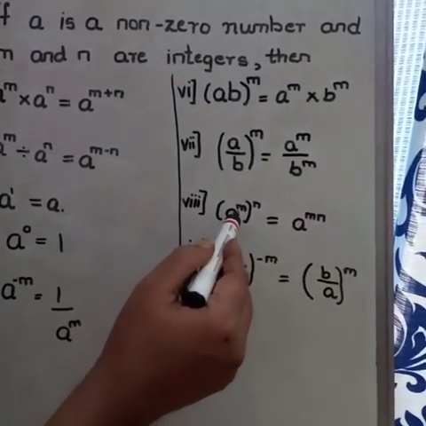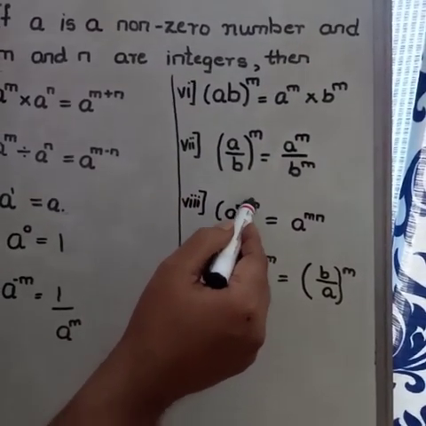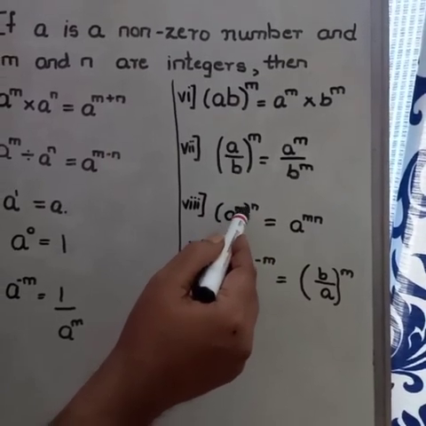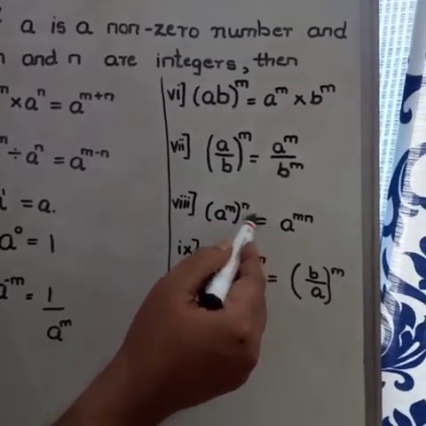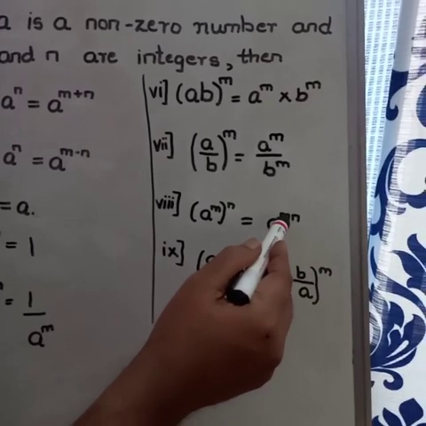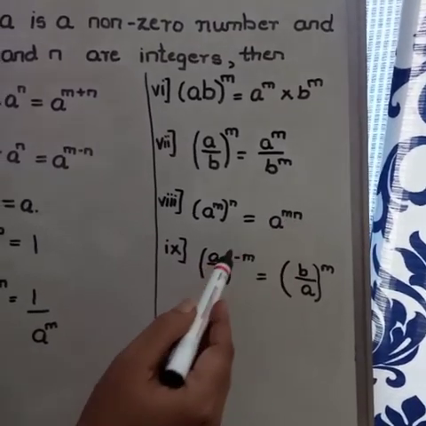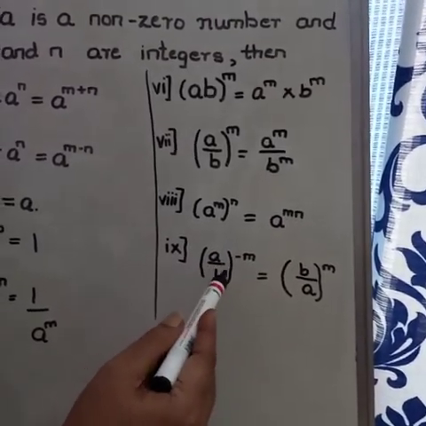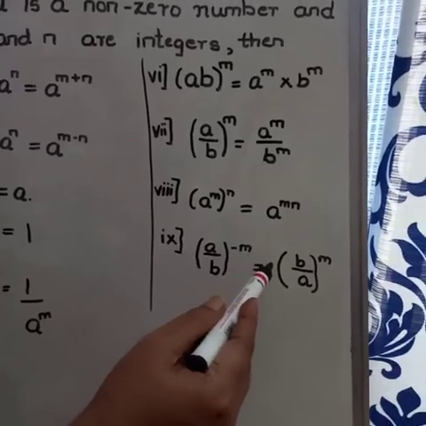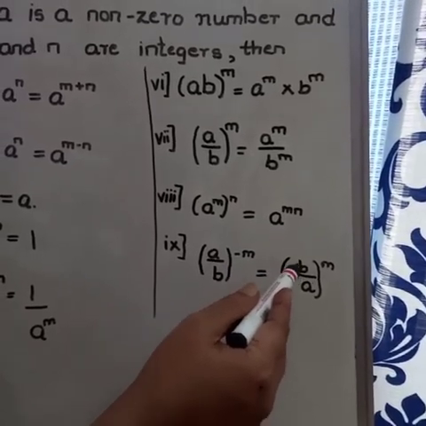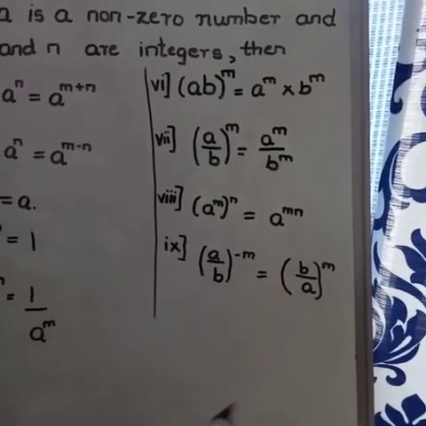Eighth one, you can see that m is in the small bracket and n is outside. A raised to m and n outside. So it can be written, multiply that. A raised to m into n, that is a raised to mn. And the ninth one, a upon b raised to minus n. So we are reciprocating it by b upon a raised to n.